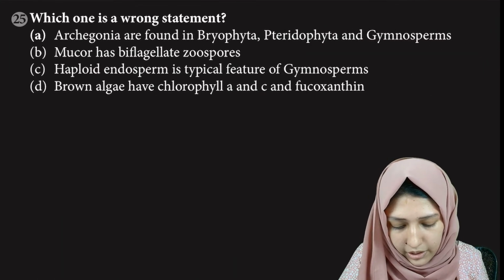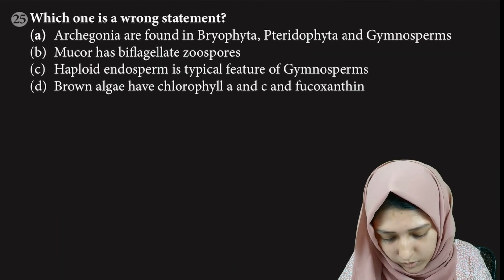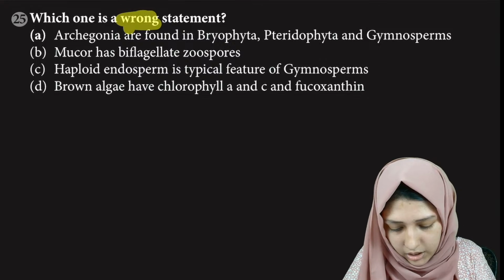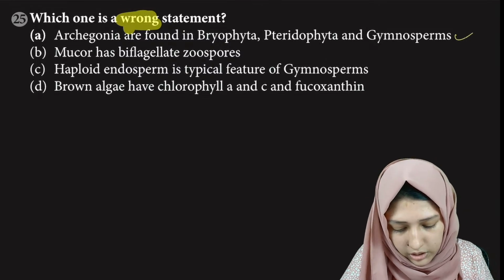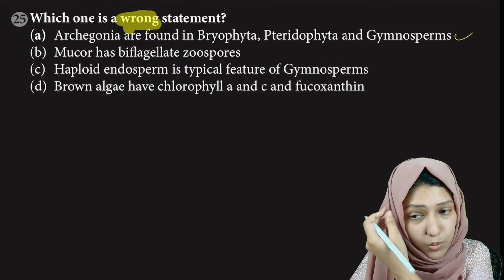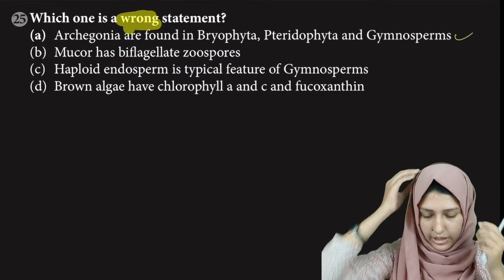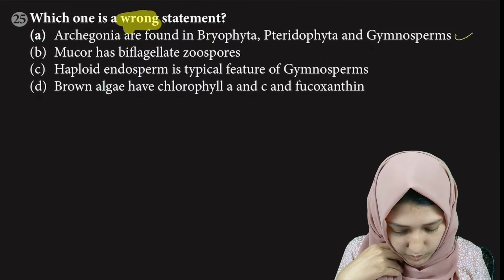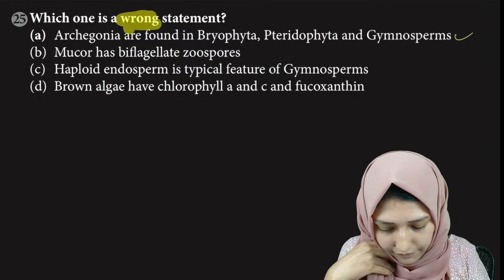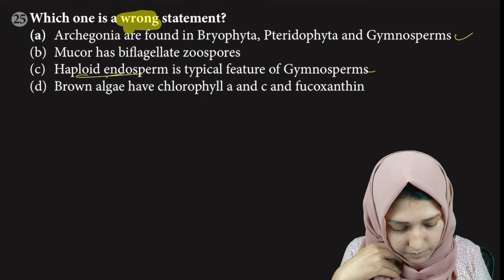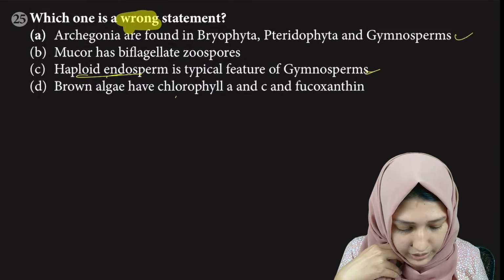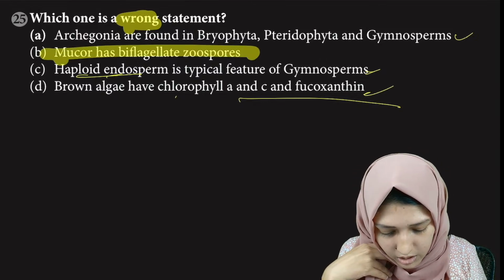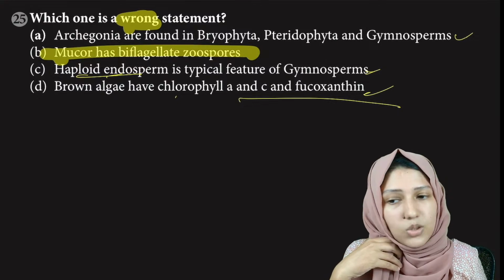Okay. Which one of the following is a wrong statement? Archegonia are found in bryophytes, pteridophytes and gymnosperms. Is it right? It's right, so this is not the answer. Mucor has biflagellate zoospores. If we are not sure about it, let's read on. Haploid endosperm is a typical feature of gymnosperms, which is the right thing. Brown algae have chlorophyll a, c and fucoxanthin, which is right. So the wrong one is that Mucor has biflagellate zoospores.